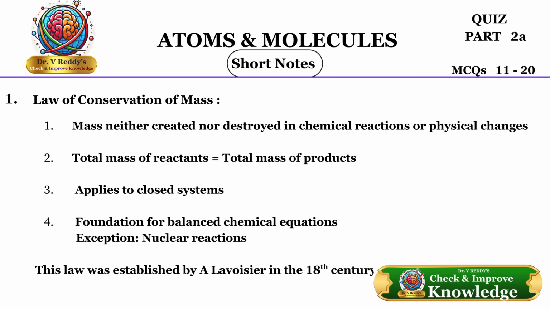Key points are: 1. Mass is neither created nor destroyed in chemical reactions or physical changes. 2. Total mass of reactants is equal to total mass of products. 3. It applies for closed systems. 4. It is the foundation for balanced chemical equations. Here, the exception is nuclear reactions. This law was established by A. Lavoisier in the 18th century.